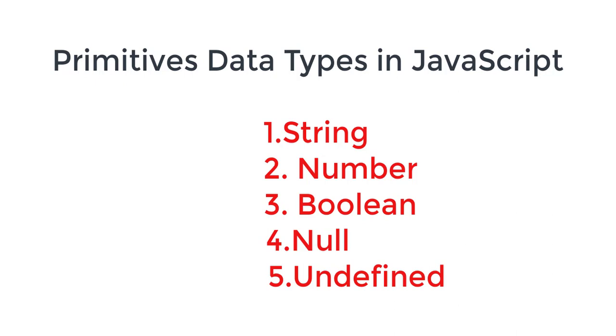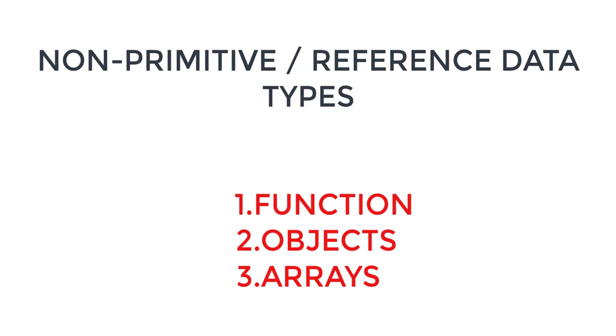First one is the primitive data type. The next type is the non-primitive data type. Under primitive data types, we have got number, string, boolean, null and undefined. These are all the data types we call primitive data types. On the other hand, we have non-primitive data types, a reference data type. There we have got functions, objects, and arrays. This is what we are going to be discussing in this tutorial.